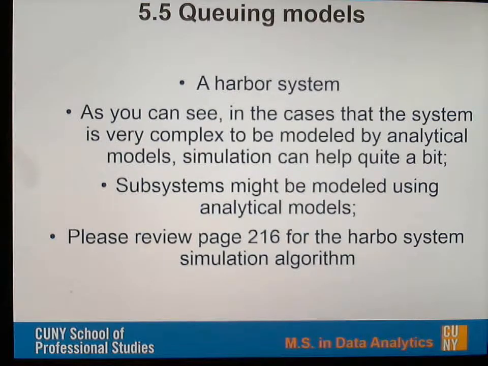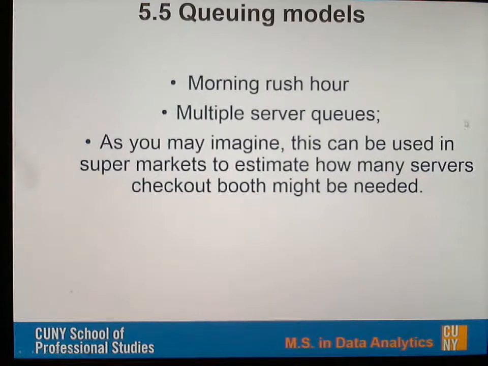And a queuing model. A queuing model is a very important application in some cases, like a harbor system or a Walmart supermarket, when they want to make a decision on how many servers or how many checkout stations the system might need. Some other examples: morning rush hour for queuing models, and multi-server queues. We discussed this just now.